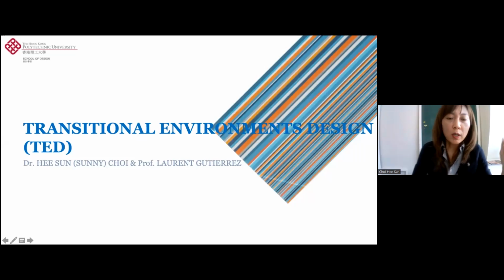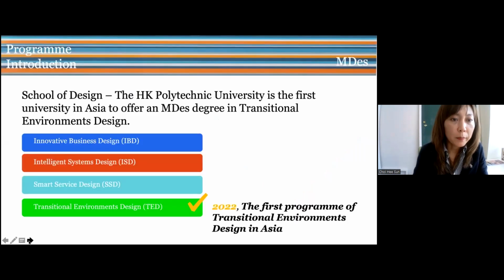My name is Sunny Choi. Together with Lo Hong Gutierrez, we are running a TED course, which we call Transitional Environment Design. This is where we are positioning, in a very interesting way. Last year, September 2022, academic year 2022-2023, we just launched this program in Hong Kong. This is the first time this program has been launched and offered as a course in Asia overall.